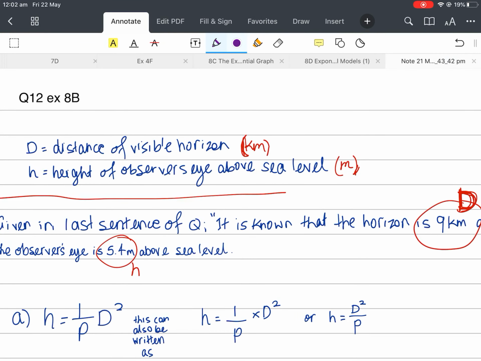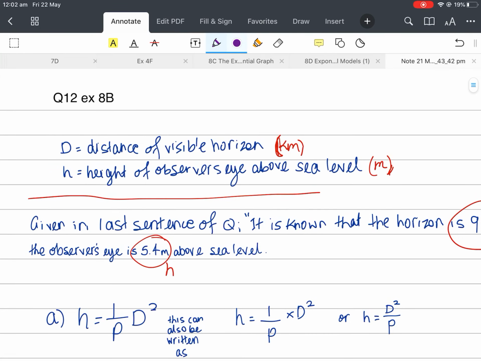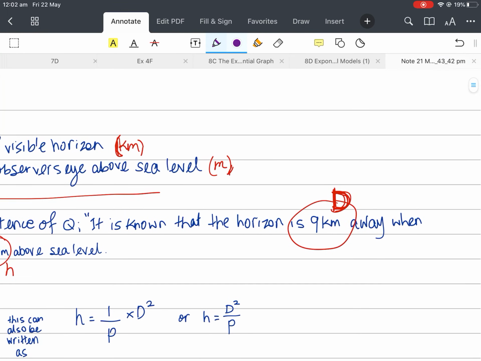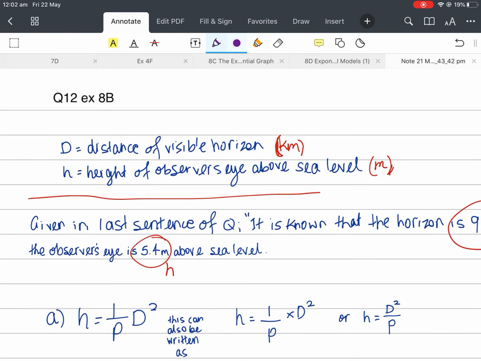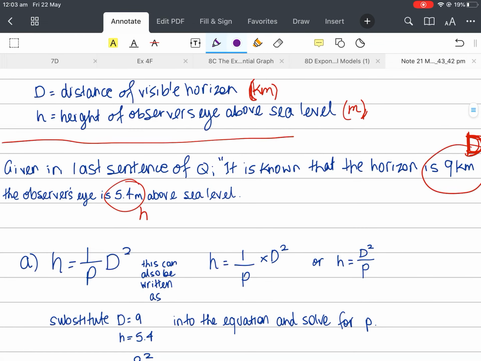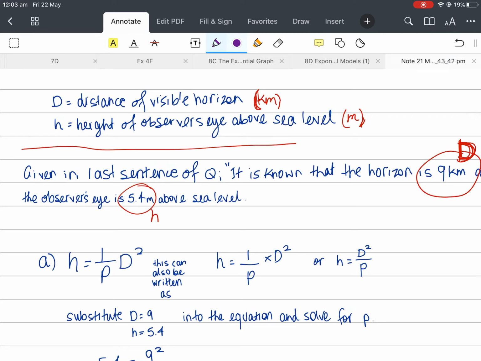So just a couple of things you need to know. Obviously the capital D is the distance of the visible horizon, and h is the height of the observer's eye above sea level. Now, in the last sentence of the question, it is known that the horizon is 9 kilometres away when the observer's eye is 5.4 metres above sea level. This is something called direct variation. This is implanted throughout all these topics. We used to do this as a standalone topic, but now it's implanted. So what you're doing is you're given some information in the last part of the question and you have to substitute that into the equation.